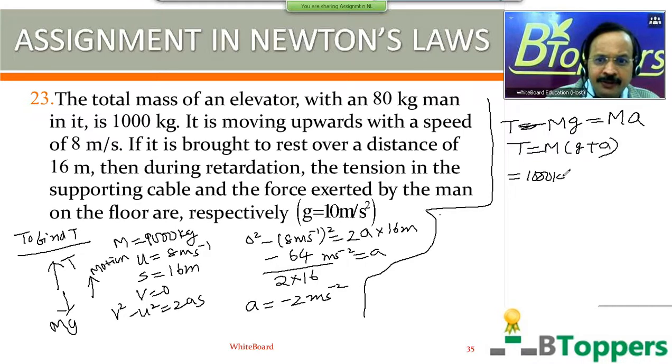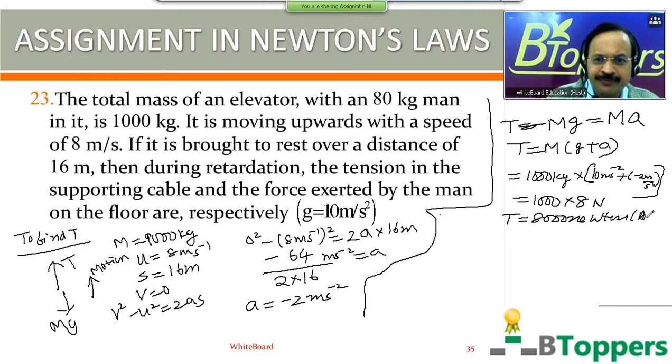So m is 1000 kg, g is 10 meters per second squared, and the acceleration a equals minus 2 meters per second squared. So you get 1000 into 8 newtons. So the magnitude of the tension in the rope or cable supporting the lift will be 8000 newtons. That is one of the answers.